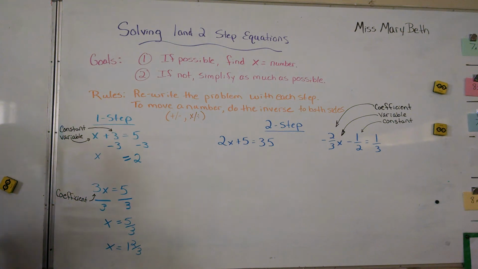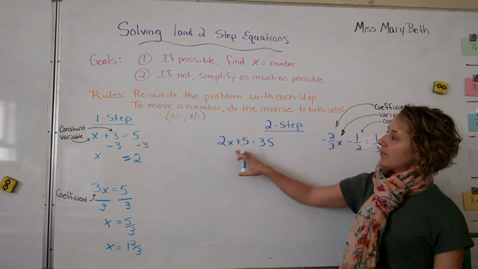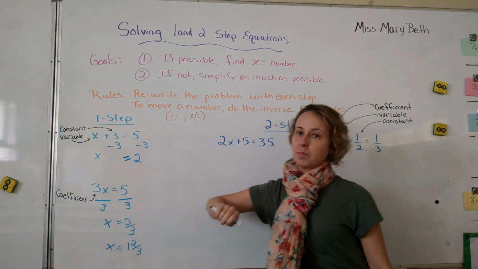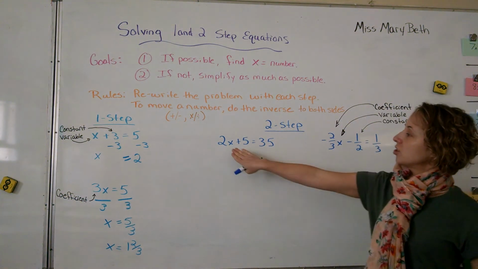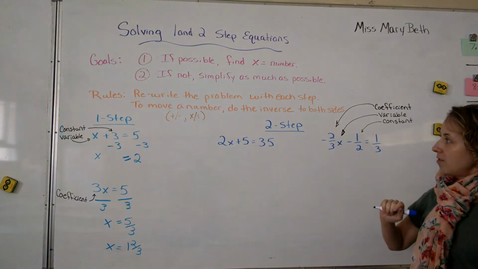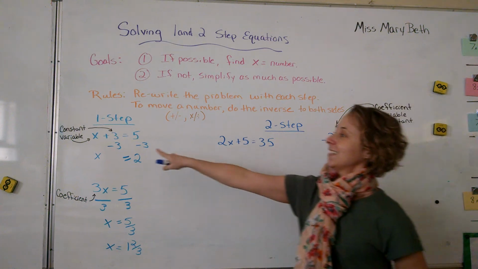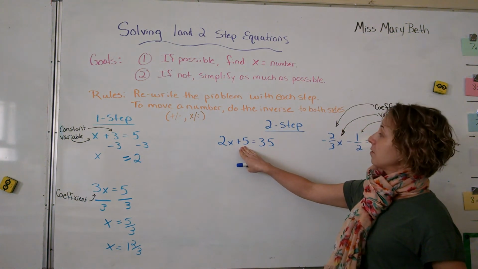Let's look over here at two-step equations. To solve two-step equations, we want to follow the same process, but we have an extra step. Instead of just adding or subtracting or just multiplying and dividing, we're going to have to do two things. So let's start here: 2x plus 5 equals 35. I want to start by moving the constant, that's the number plus or minus. Right now it's plus 5.